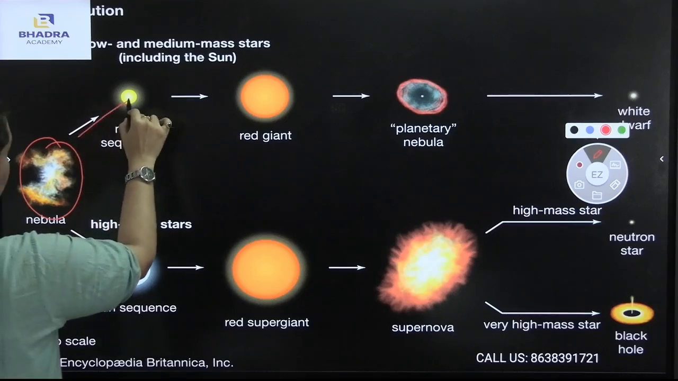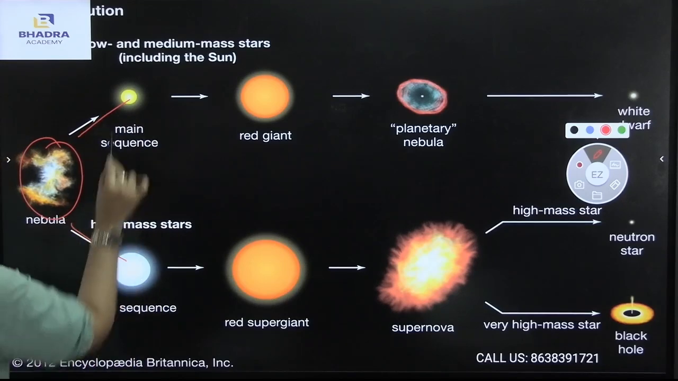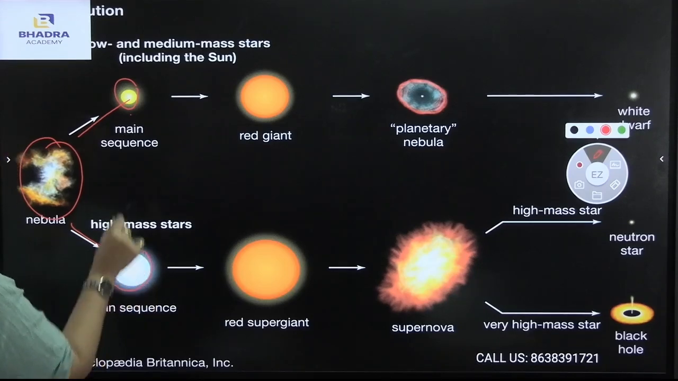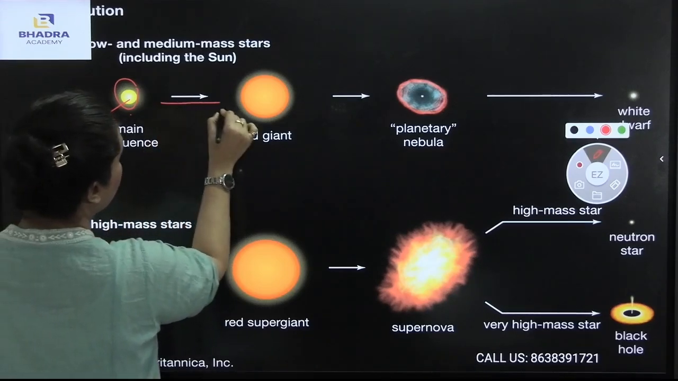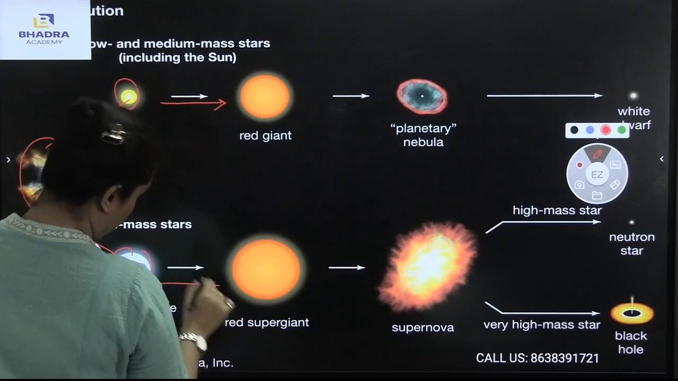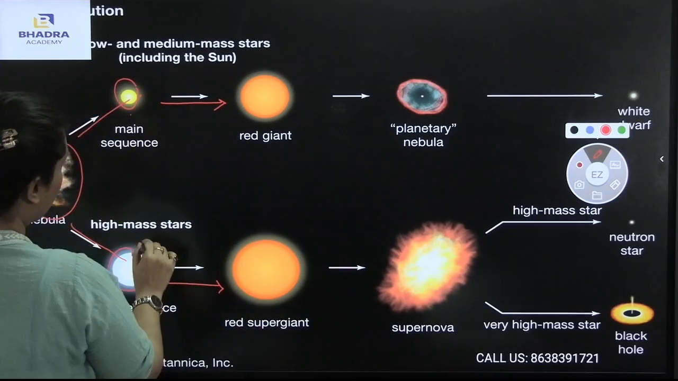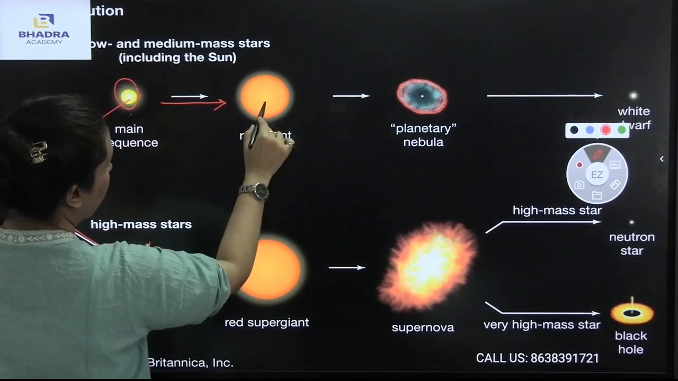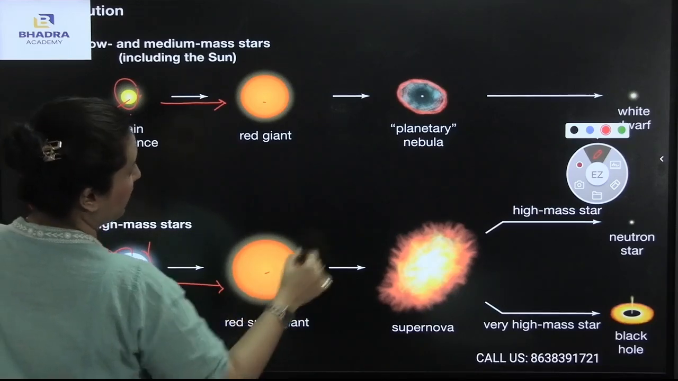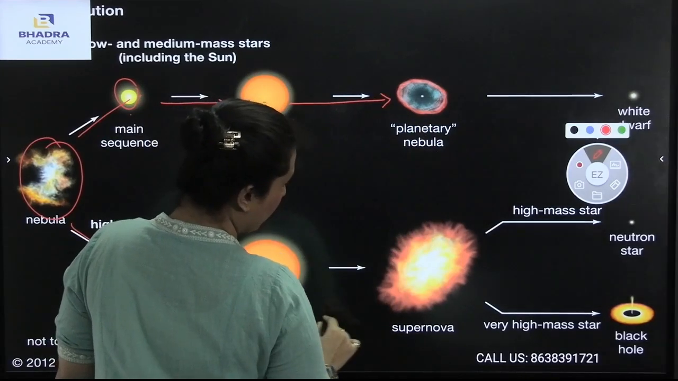This is the main sequence. These are the small stars and these are the big stars. Here in the main sequence, this is the small star being formed and this is the big star, and slowly the small star is converted into a red giant, and the big star is converted into a red supergiant. Then it is converted into a planetary nebula, and here it is the supernova.